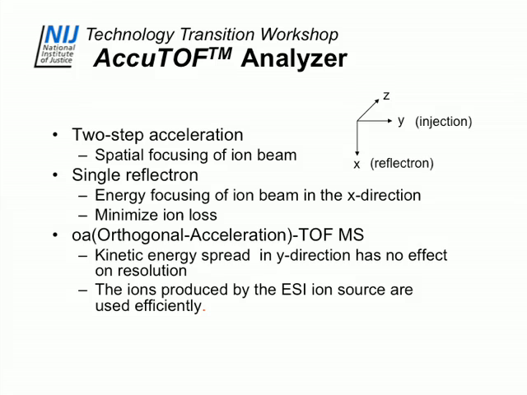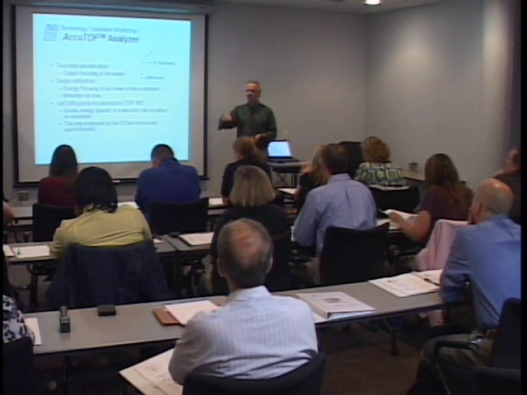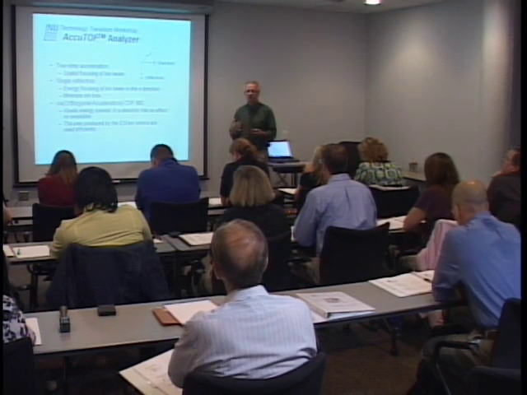There's only one reflectron. There are other kinds of reflectrons where they bounce ions more than once through, like a W. You can choose different parameters in designing a mass spec. The single reflectron is simple, and you don't have much ion loss.